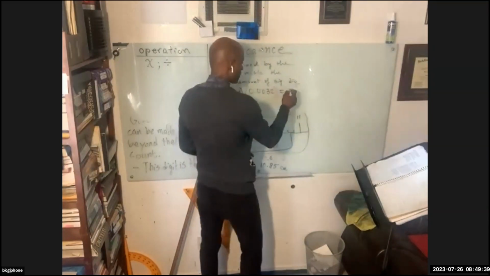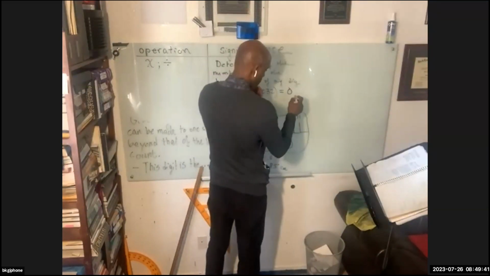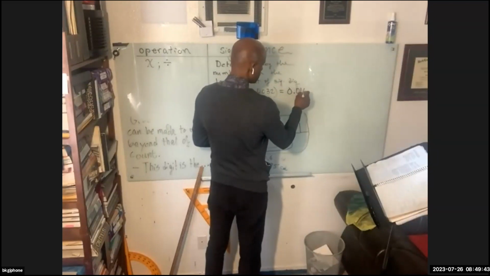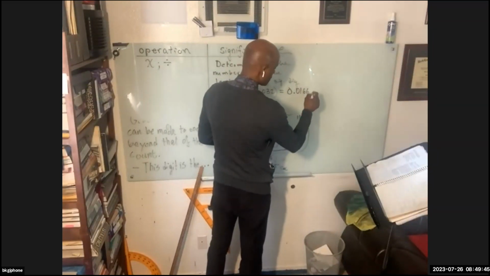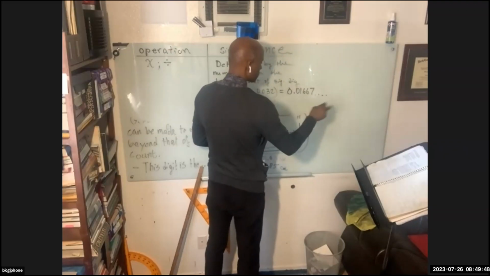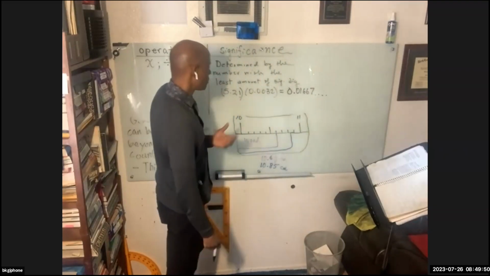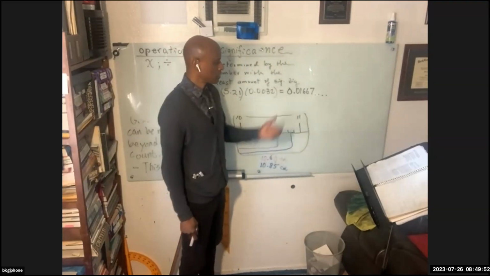So in this case, on your calculator, you're going to get something like 0.166 and whatever else, so on and so forth. But you know that it can only be significant to 2 significant digits.